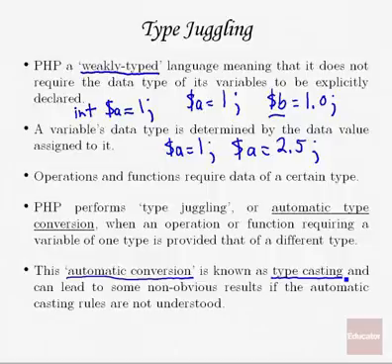Because this happens automatically in PHP, PHP has certain rules that it follows when it does this, and they may not be that obvious. So it's important that you understand the automatic casting rules that PHP uses so that you can get expected results.